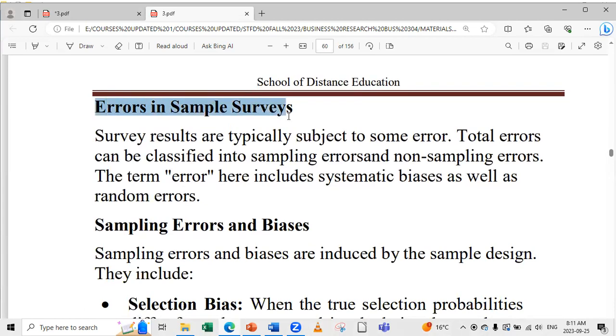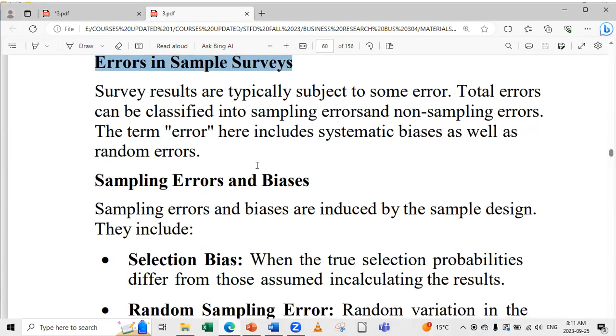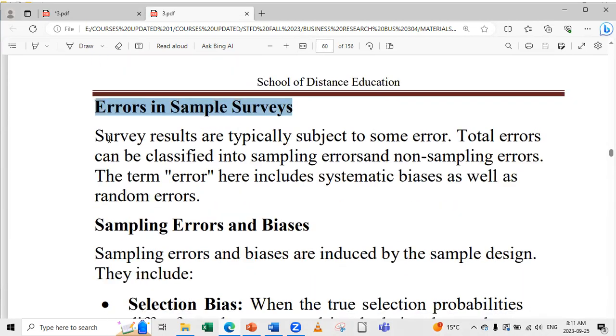Errors in sample surveys. Survey results are typically subject to some errors. Total errors can be classified into sampling errors and non-sampling errors. So there are errors from sampling and errors from non-sampling. The term error here includes systematic biases, the biases which we said before, as well as random errors.